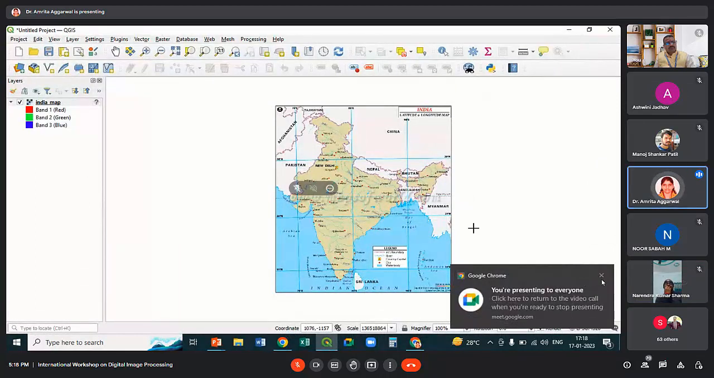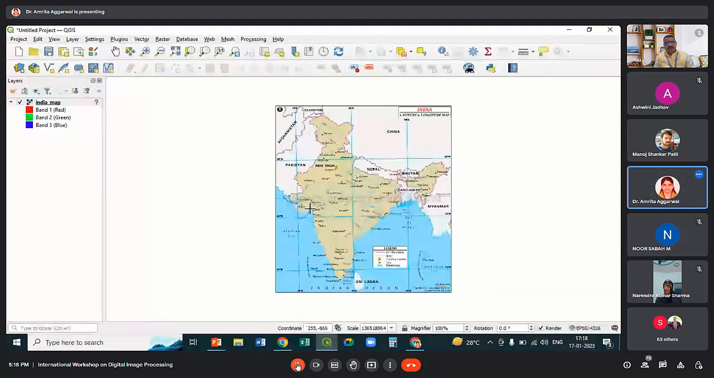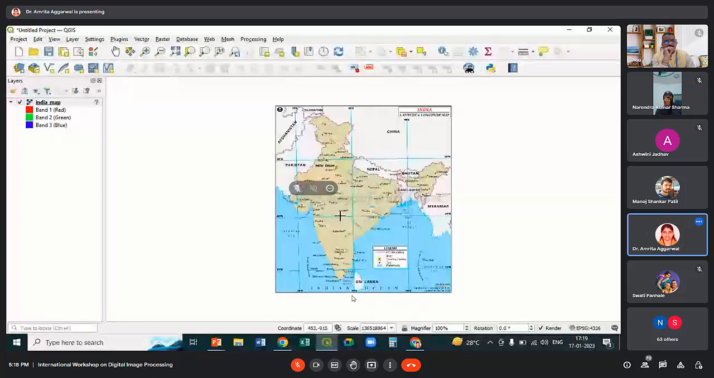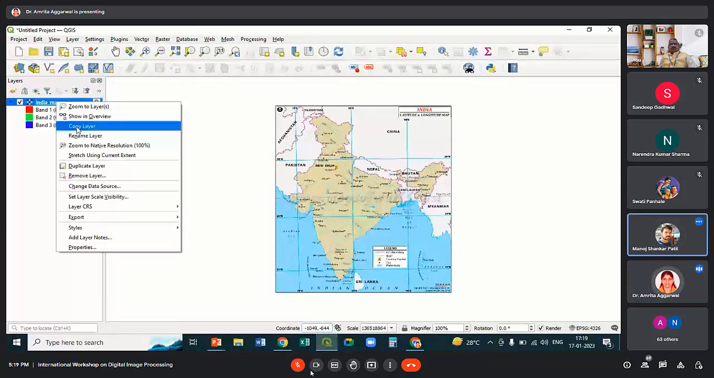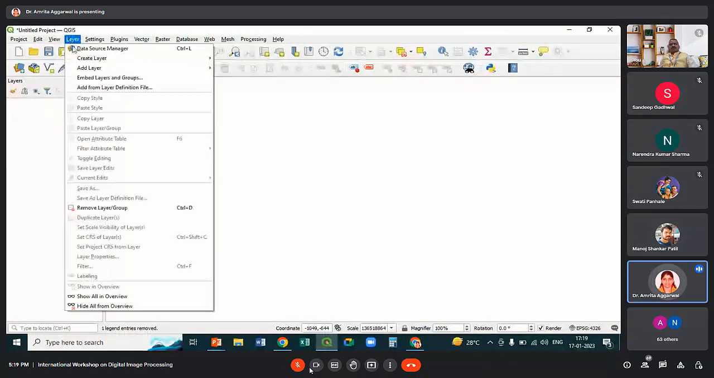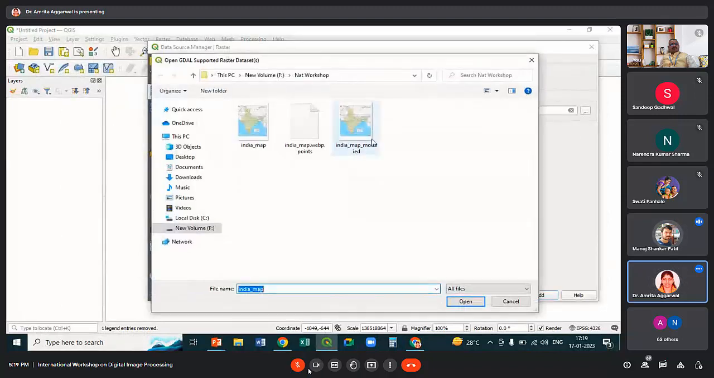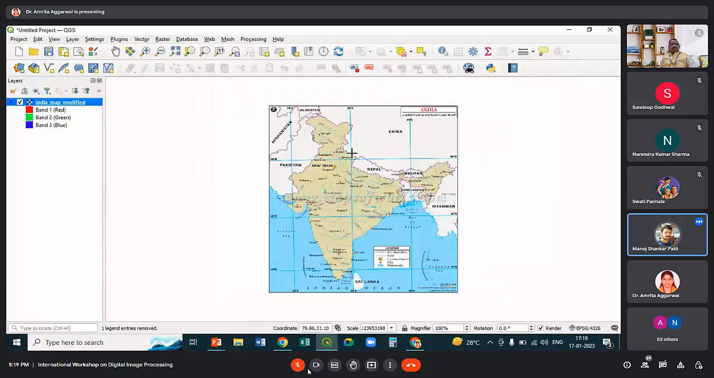Okay, coordinates, are they proper coordinates? Can you see the coordinates on the screen? Yes. Are they correct? No, ma'am. Why? Because India doesn't have coordinates like this. But now when I remove this and I add the correct one, that is the georeference one, the coordinates that you see, are they correct? Yes, ma'am. So this is a georeference image.